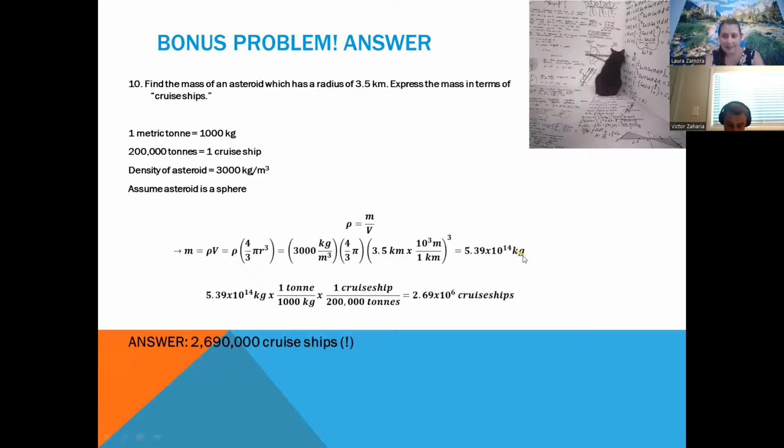Of course, we weren't asked for kilograms, we were asked for the mass in terms of cruise ships. So then we have to convert it from kilograms to cruise ships using those other conversion factors that I had given you. And so our answer ends up being 2,690,000 cruise ships. A lot of cruise ships in this asteroid. In scientific notation, it would be 2.69 times 10 to the 6th power cruise ships. Yep.